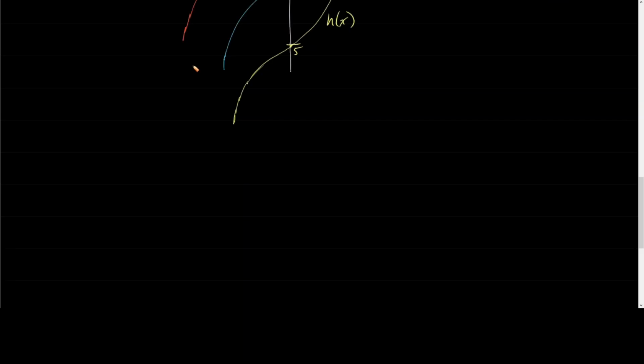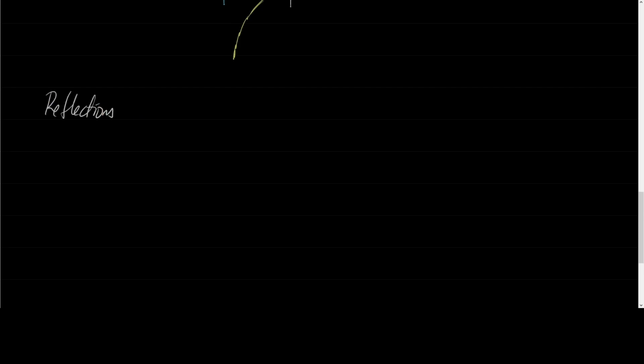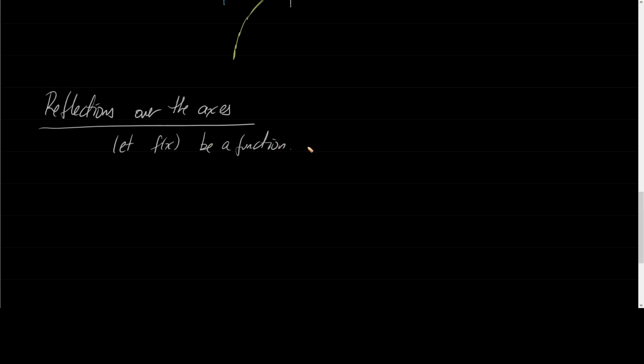So let's talk about reflections over the axis. We're going to start by letting f of x be a function. Then we get the following: the transformation of multiplying on the outside by a negative. So in here, h of x is the negative of f of x.